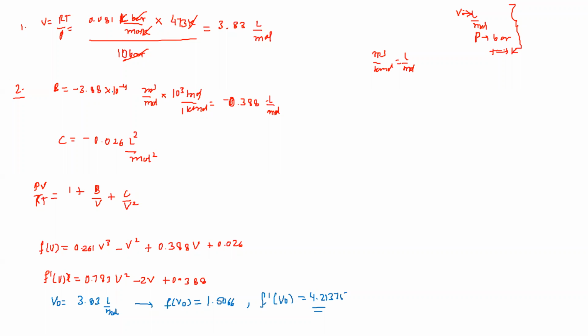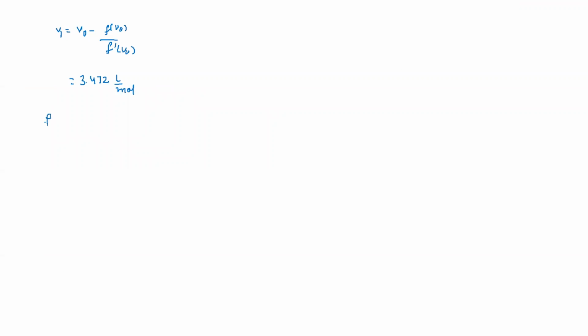If you compare, this is 3.472 and this is 3.83, so there's a lot of difference. We'll go ahead and calculate F of V1. F of V1 is 0.244 and F dash of V1 is 2.884. Now we can get V2 from this. V2 is 3.388. Still there is a lot of difference, so we'll do the next iteration, which is F of V2.